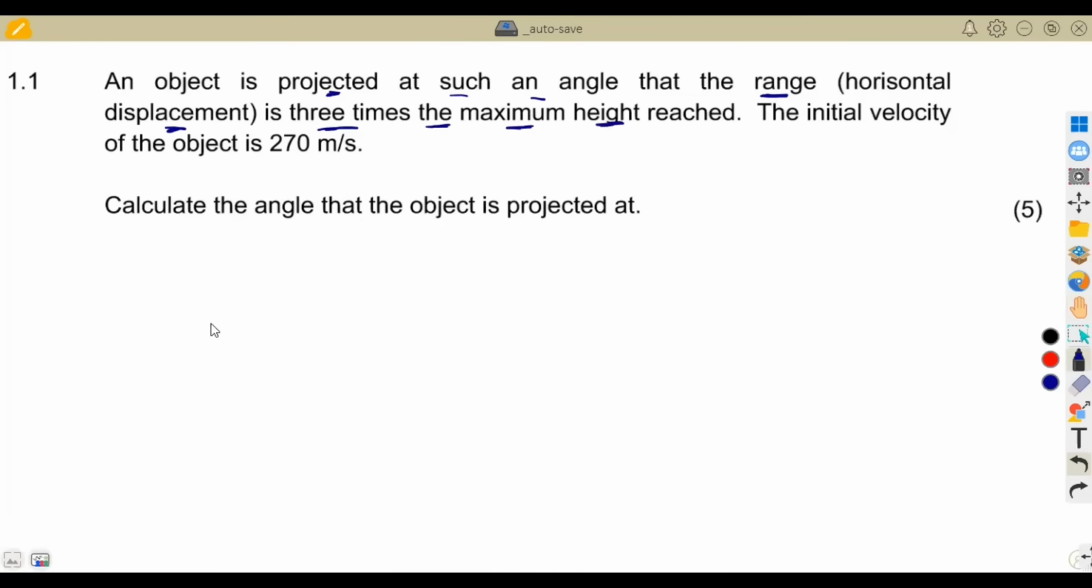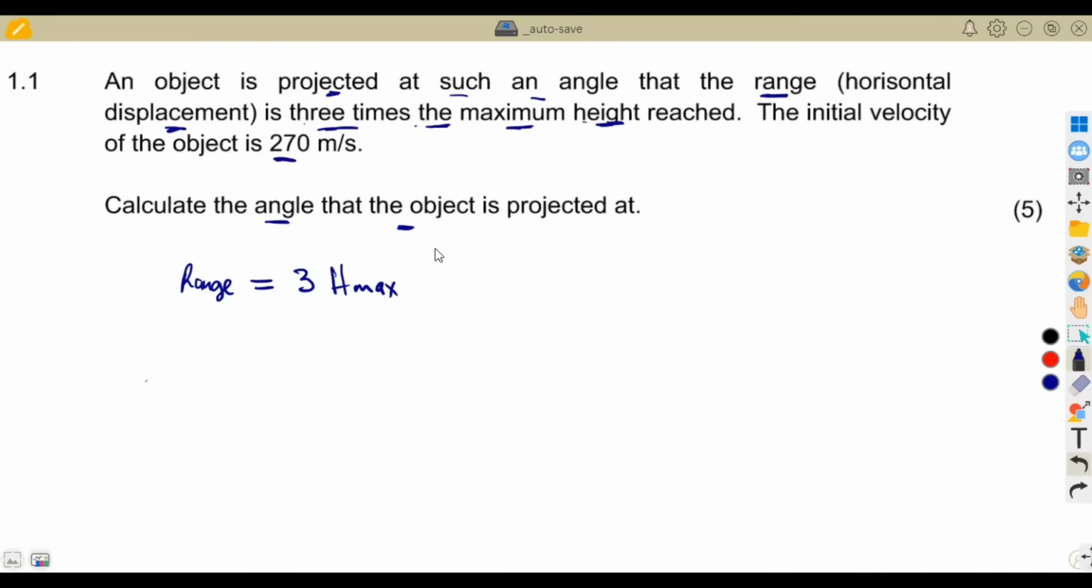Remember, our horizontal displacement is the range. So they are saying the range is equal to 3 times the maximum height, which is h max. That is what we are given there. And the question says the initial velocity of the object is 270 meters per second. Calculate the angle that the object is being projected. So they want us to calculate the angle at which this object is being projected.